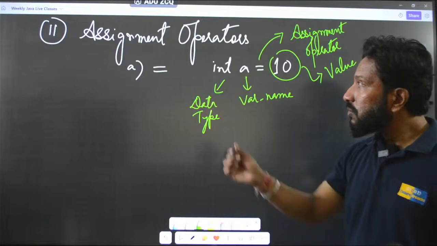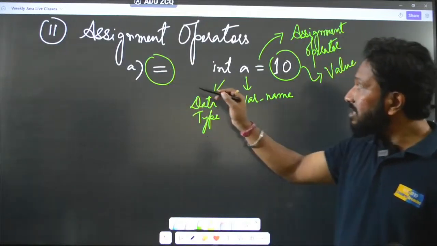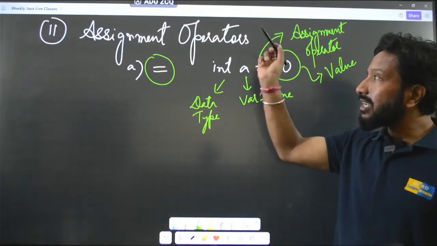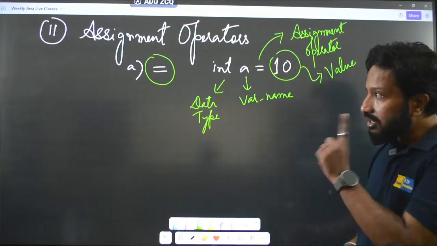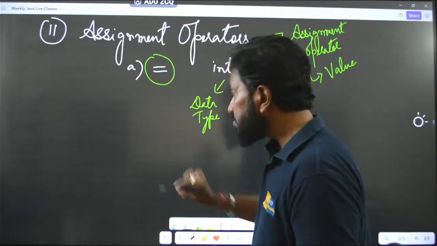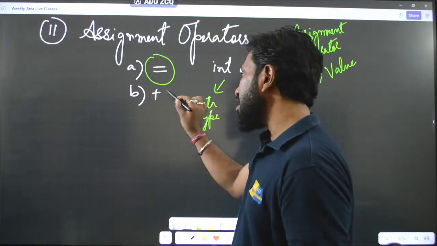So what does it actually mean? The equal sign is used to assign some value to a variable. That's why it is called the assignment operator. So this is the first assignment operator. After that, the second operator is plus equal to.